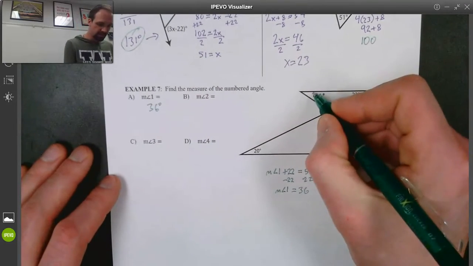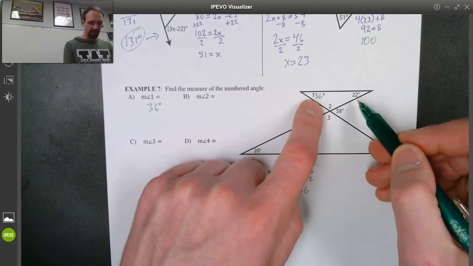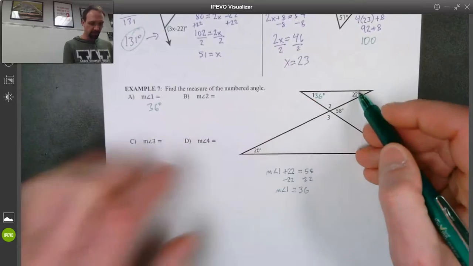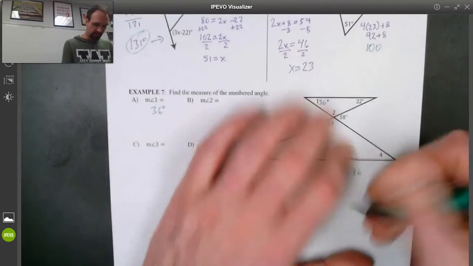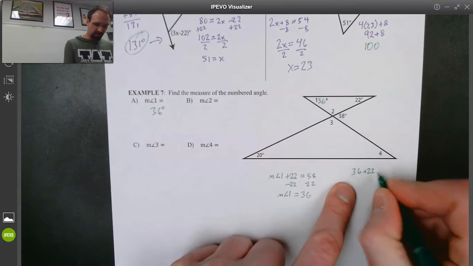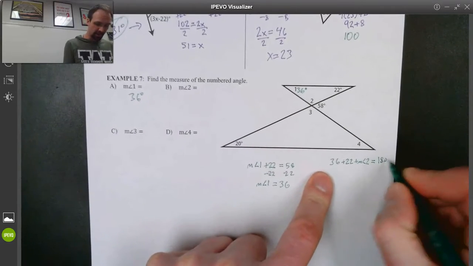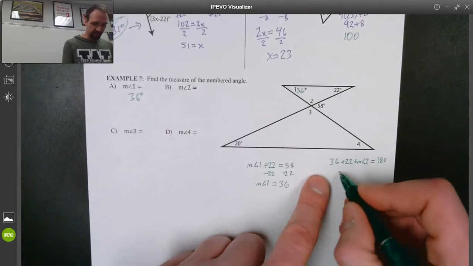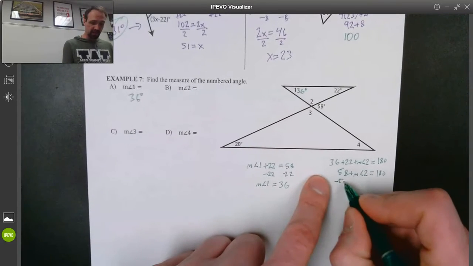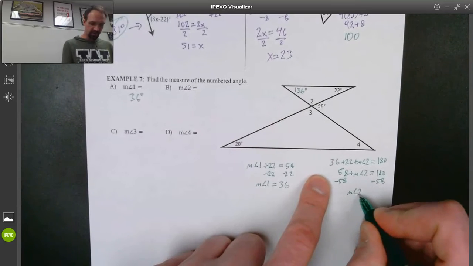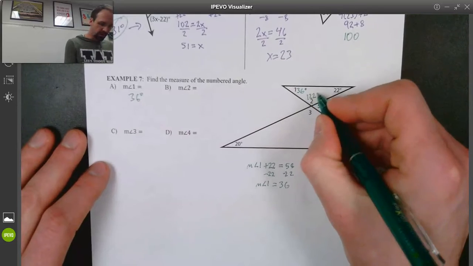Now that I know that, I know the measure of angle 2 by adding together 36 degrees and 22 degrees. Let's set this up horizontally. 36 plus 22 plus the measure of angle 2. All of that together needs to be 180 to satisfy my requirements for a triangle. So 36 plus 22 we know is 58, plus the measure of angle 2 equals 180. So now we just subtract 58 on both sides. The measure of angle 2 is equal to 122. So that's 122 degrees.